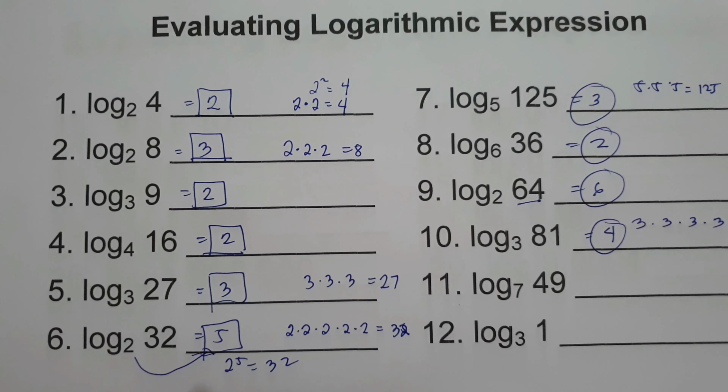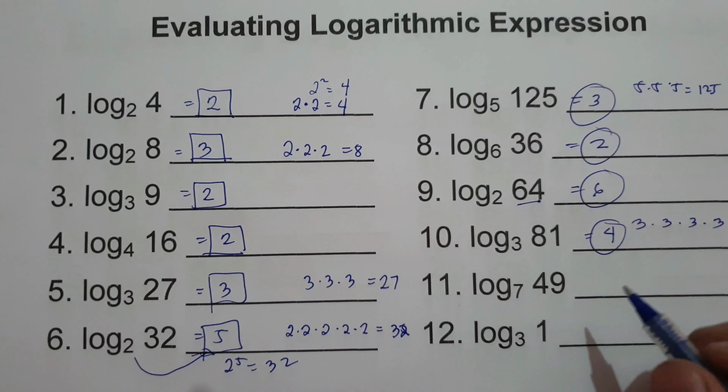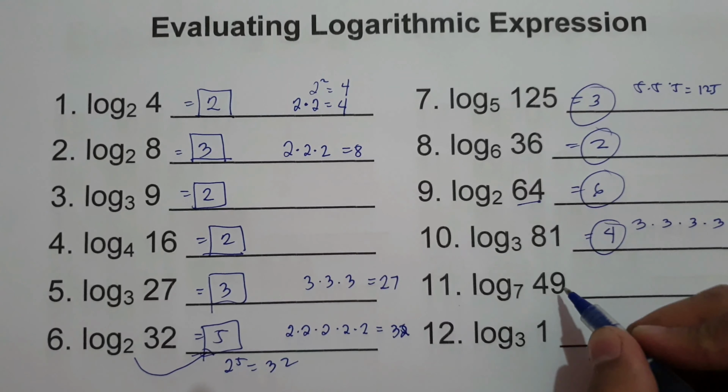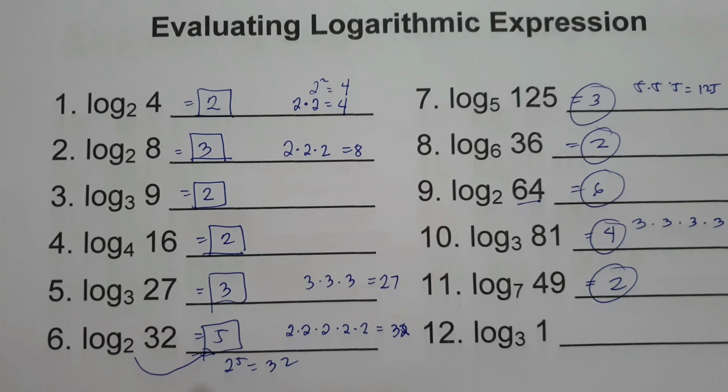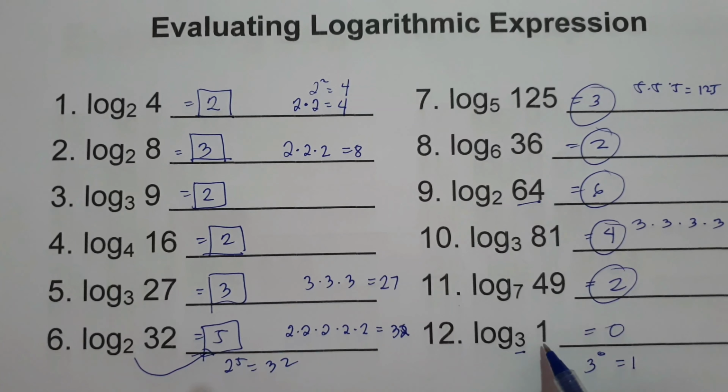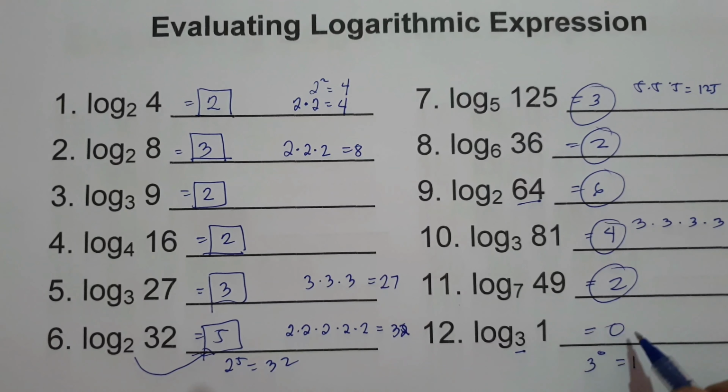What about number 11? Log 49 to the base 7. So we all know that 7 squared is 49. So therefore, log 49 to the base 7 is 2. What about log 1 to the base 3? Whenever you have log 1, the answer should be 0, regardless of the base, because 3 raised to 0 is 1. Log 1 to the base 3 is 0. Therefore, our answer is 0.